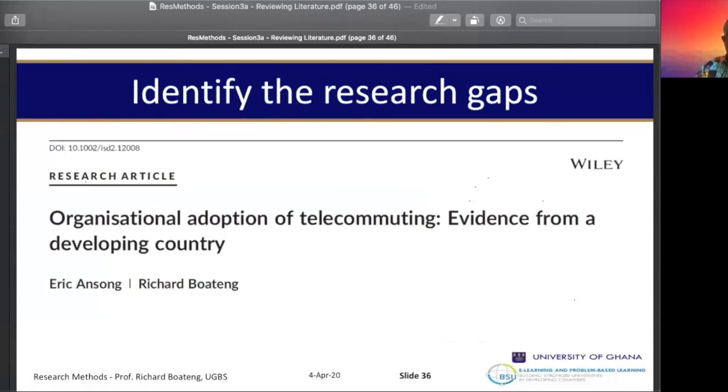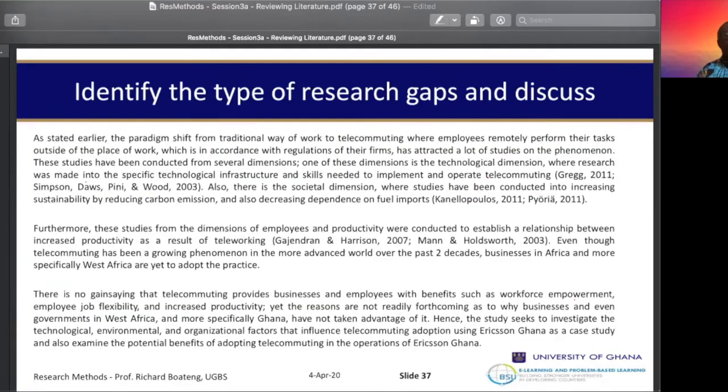This is a paper that I wrote with one of my PhD students, Organizational Adoption of Telecommuting: Evidence from a Developing Country. Okay, now let's look at it very carefully. As earlier stated, the paradigm shift from the traditional way of work to telecommuting, where employees remotely perform their tasks outside the place of work, in accordance with regulations of their firms, has attracted a lot of studies on the phenomenon. So he first of all pointed out that a lot of research studies have been done on telecommuting. These telecommuting studies have been conducted from several dimensions.